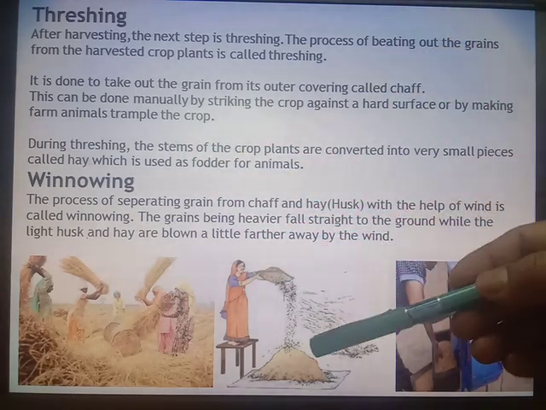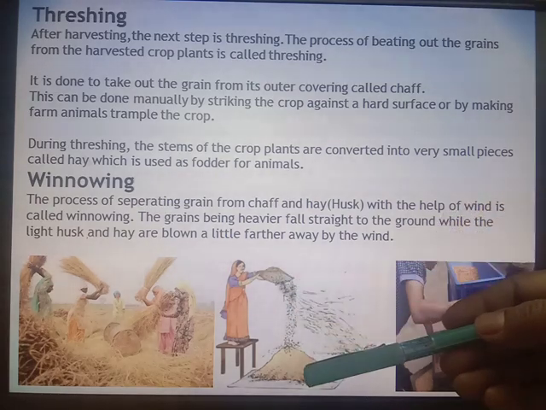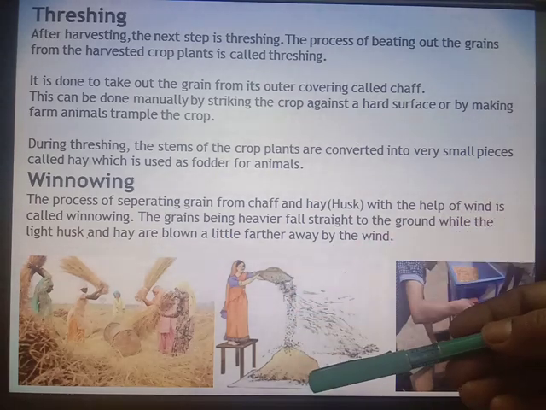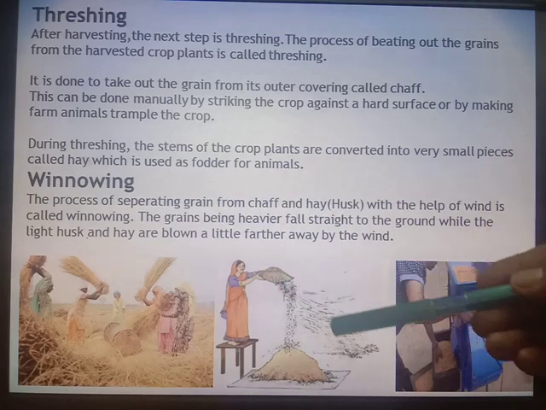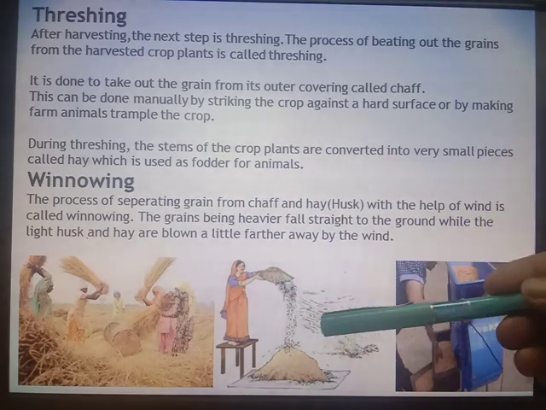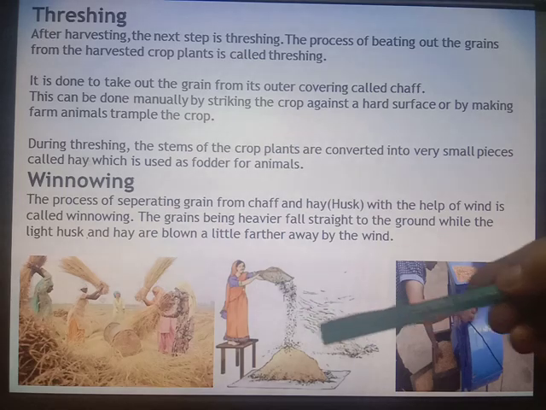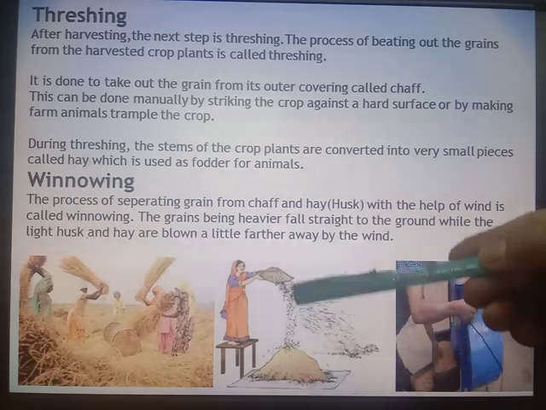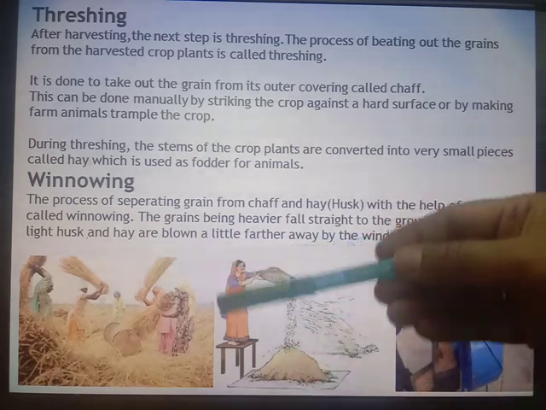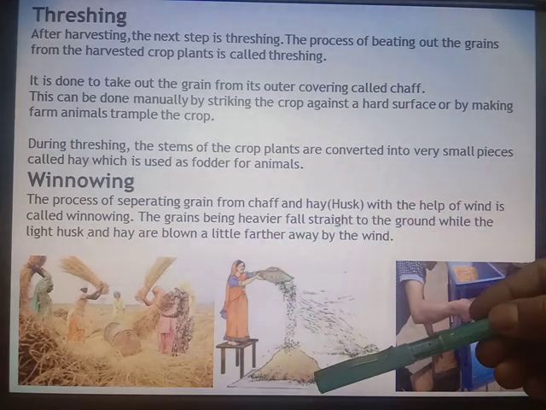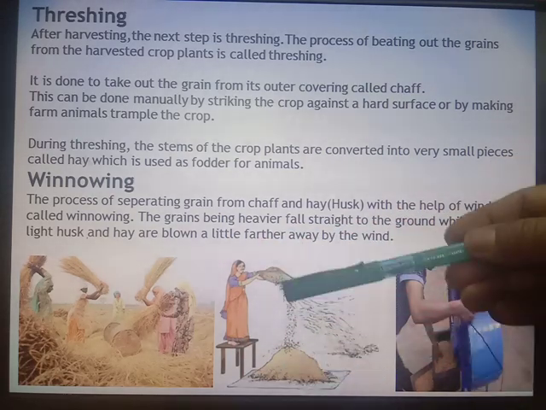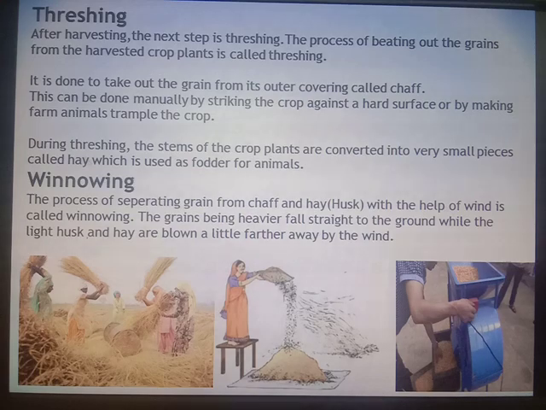a height, then what happens? The grain being heavier, they fall straight to the ground, but the hay or the husk, which is lighter, is collected at a distance away from the grains with the help of wind. So this step is known as winnowing. The grains are separated and the husk is separated, right?